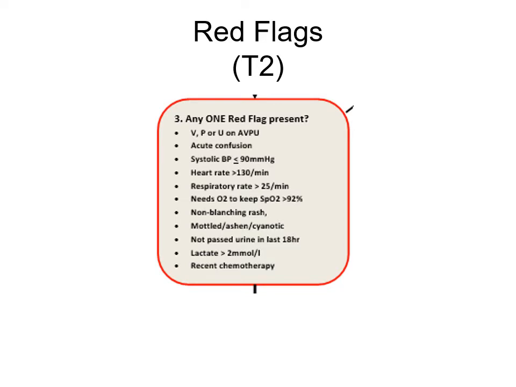So what are they? They are acute confusion or a reduction on the AVPU scale, a systolic blood pressure of less than 90, a heart rate of greater than 130, a respiratory rate of greater than 25, an oxygen requirement, a non-blanching rash, if the patient appears mottled, cyanotic, ashen, if the patient hasn't passed urine in the last 18 hours, which isn't something that we always ask in the emergency department, but it's worth bearing in mind, or if the patient has a lactate greater than 2 millimoles per litre or is on recent chemotherapy, although this latter point is covered separately with suspected neutropenic sepsis.